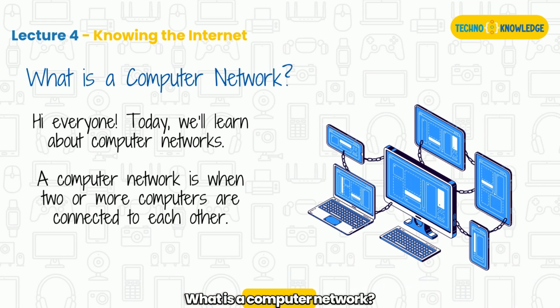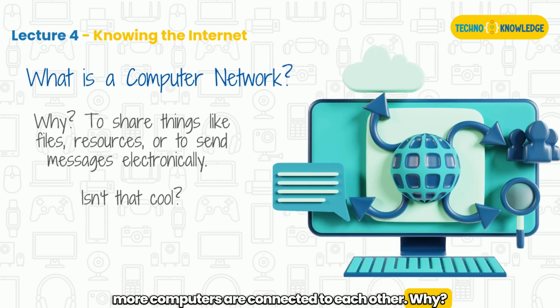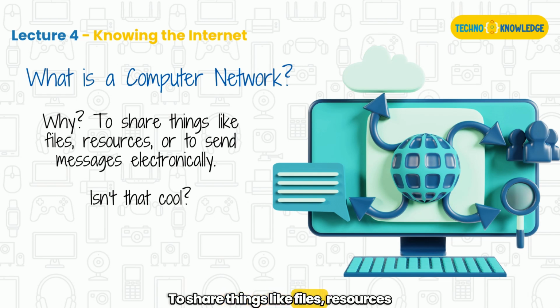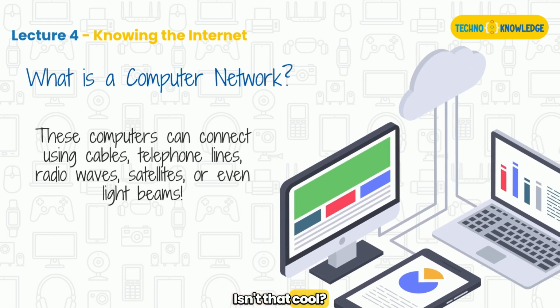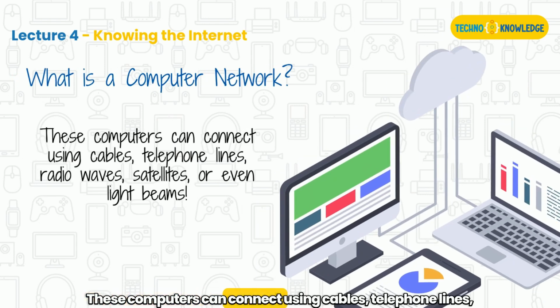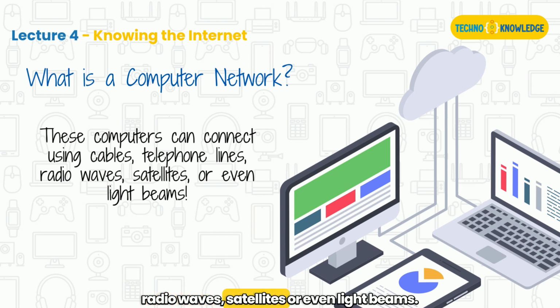What is a computer network? Hi everyone! Today, we'll learn about computer networks. A computer network is when two or more computers are connected to each other. Why? To share things like files, resources, or to send messages electronically. Isn't that cool? These computers can connect using cables, telephone lines, radio waves, satellites, or even light beams.